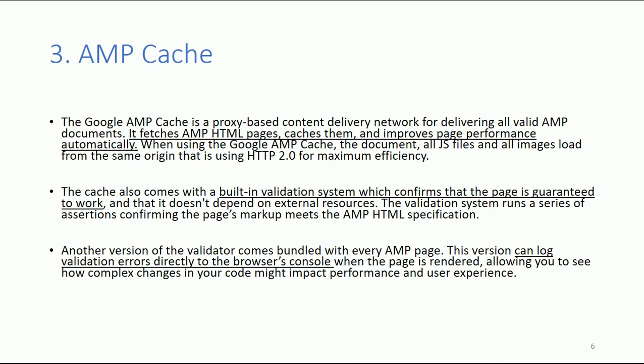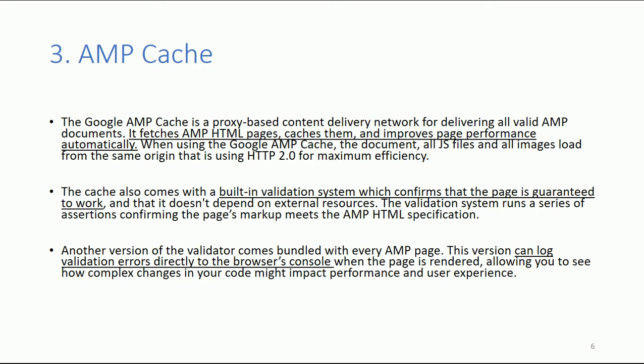The third component is the AMP cache. As we know, the cache plays a very important role, especially with progressive web apps, and it helps to improve performance automatically. That means when a user revisits the same page, it will load very fast. Also, the AMP cache brings an inline built-in validation system which confirms that the page is guaranteed to work.